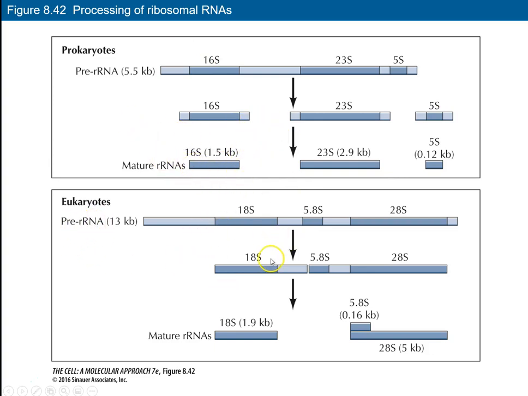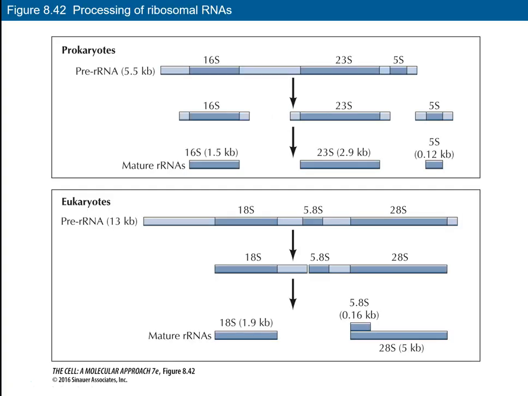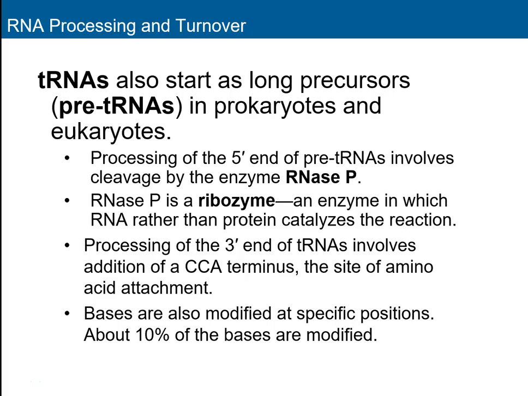You can see here in eukaryotes, right? Here they are. Here 18S, 5.8S, 28S, and then remember the 5S is going to come from a different gene, okay? Okay, so that's for ribosomal RNAs. Their processing is that they start off as a long pre-rRNA and they get cleaved, okay? For tRNAs, they actually also have to be processed as well, okay? So they also start as long precursors, and then they get cleaved. Okay, so processing the 5' end of a pre-tRNA involves cleavage by the enzyme called RNase P.